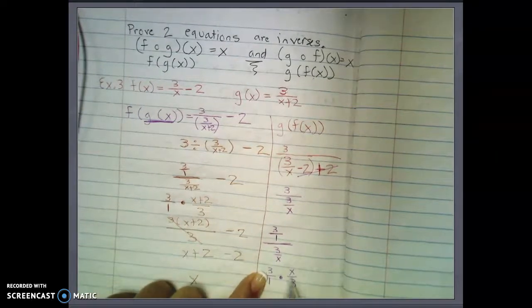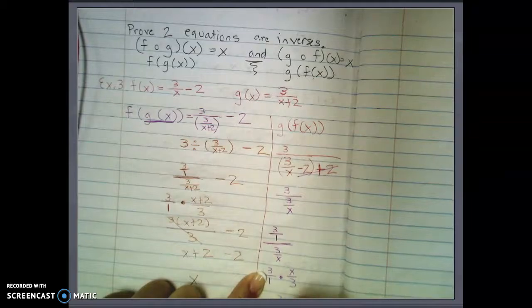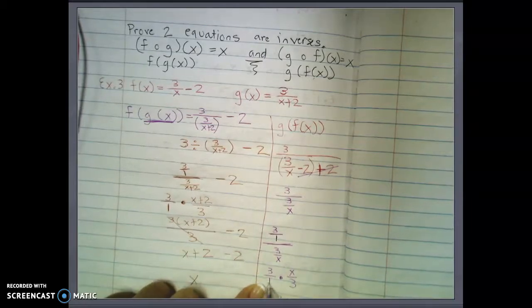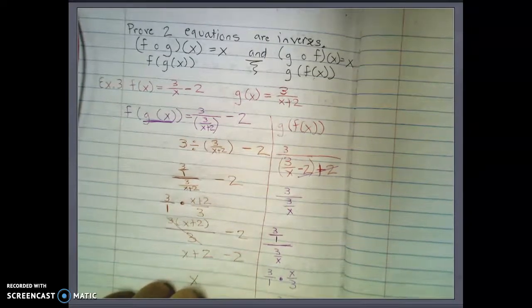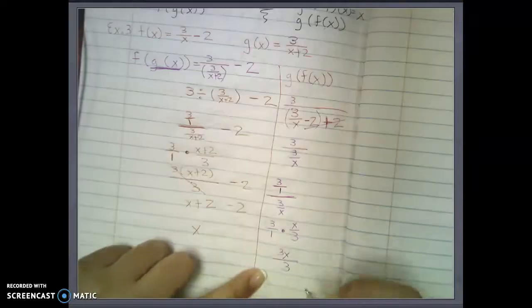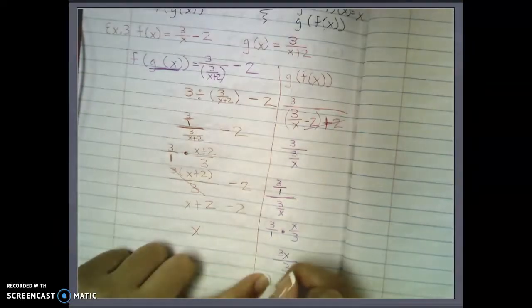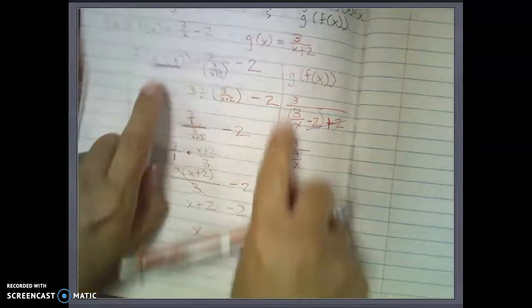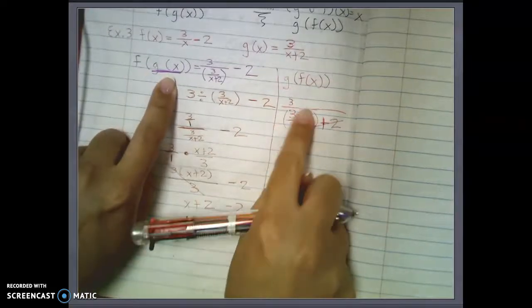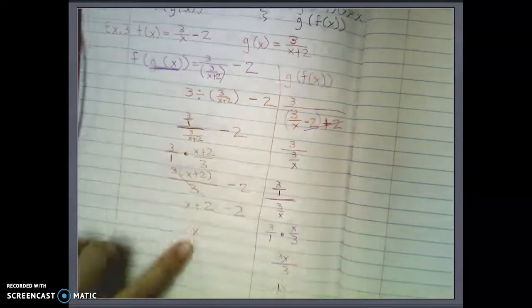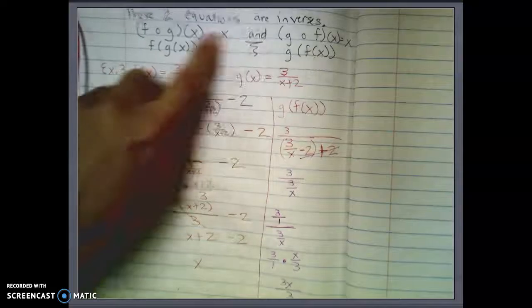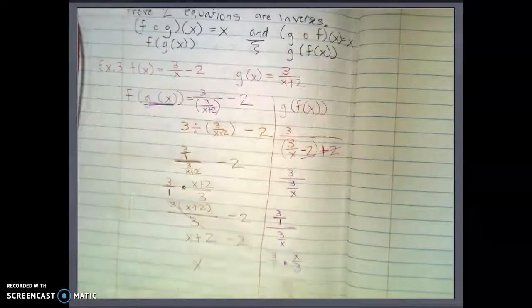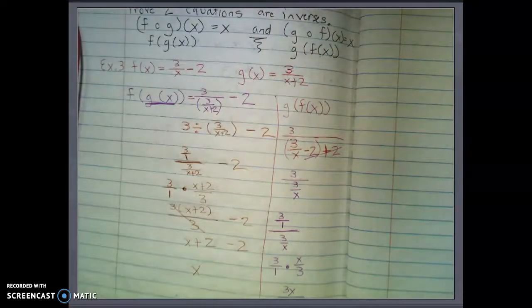So 3 times x, 3x, 1 times 3, 3. 3x divided by 3 is 1x, or you could just say x. Since I proved that f of g of x and g of f of x are both equal to x, that means that these are inverses of each other. And that's it. Now you can start on the practice.